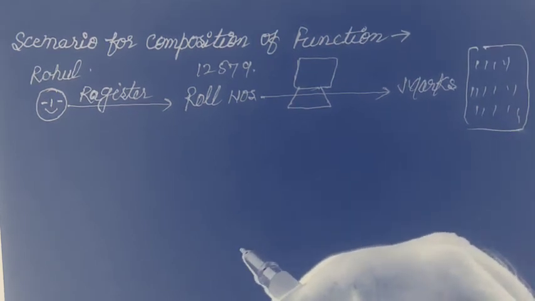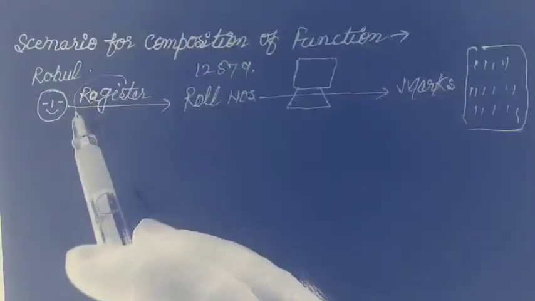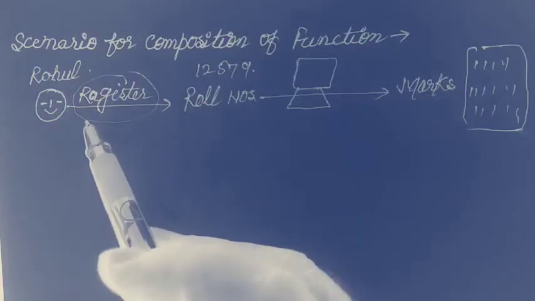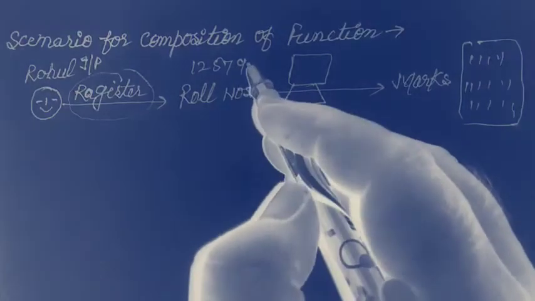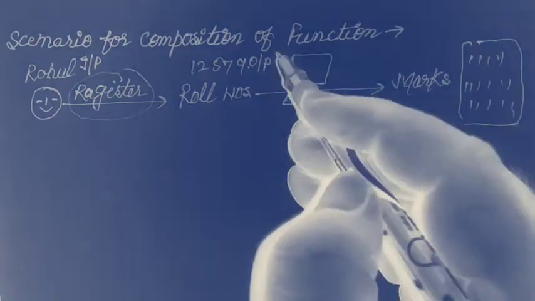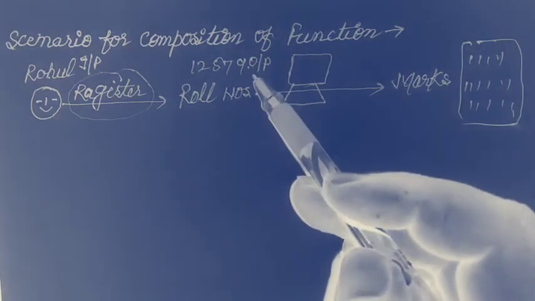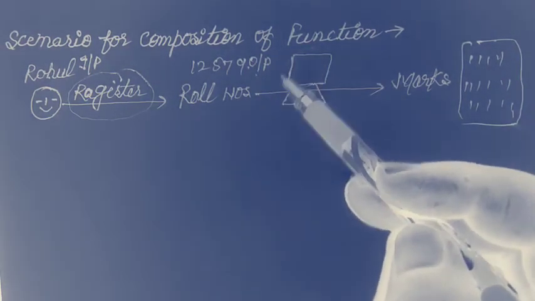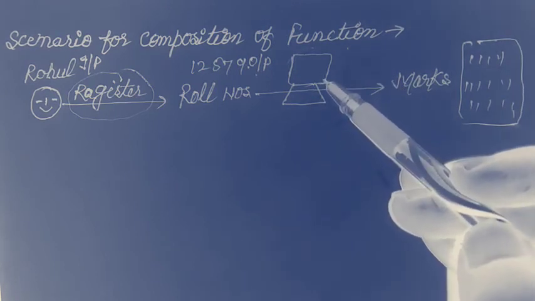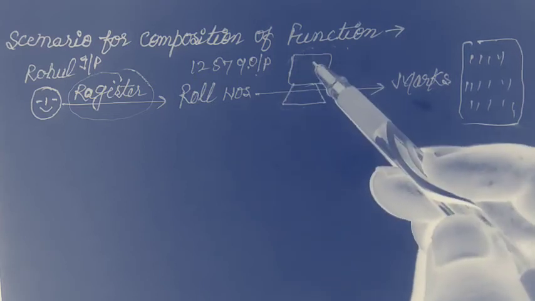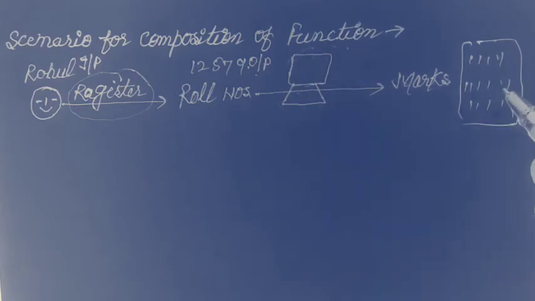So you can see here we need two functions. First we put Rahul as an input and register as a function. Thereafter we get the roll number as output, Rahul as input, and we get the roll number as output, and then we put that roll number in the computer system and CBSE website. We put it in CBSE and any other website, then we get marks here.